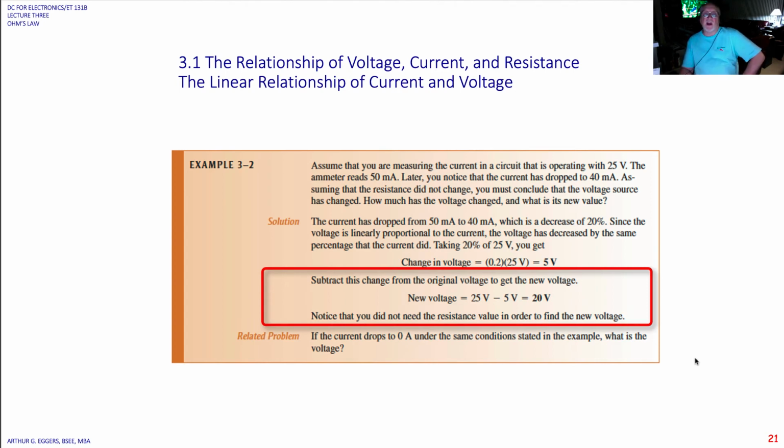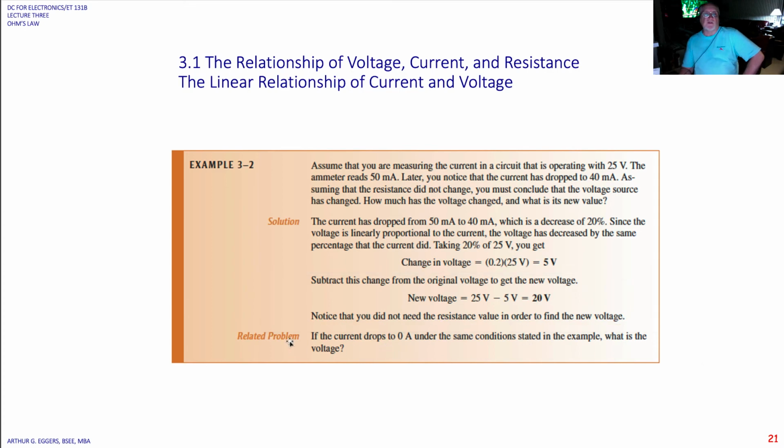Notice that you do not need the resistance in this calculation in order to find the new voltage. So here is a related problem. You go ahead and try to solve that problem. If the current drops to 0 under the same conditions stated by the example, what is the voltage? Follow the same logic here. Make sure you understand how to solve this type of problem.